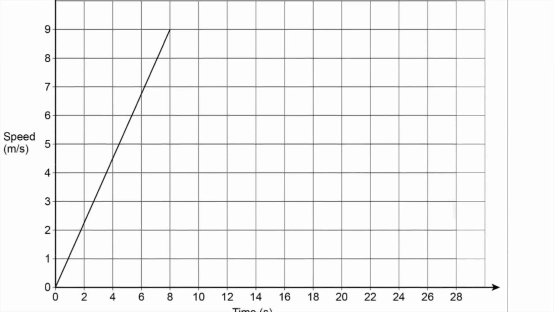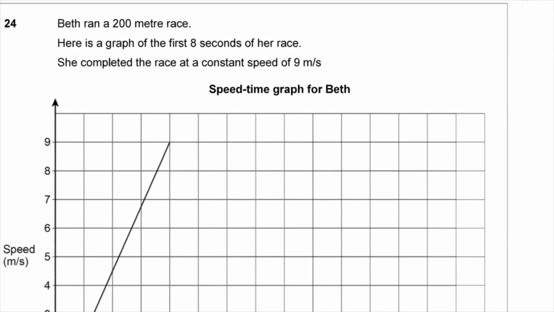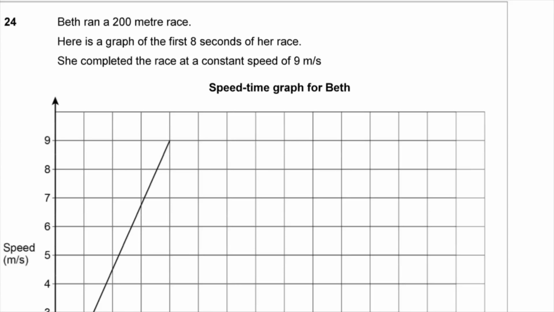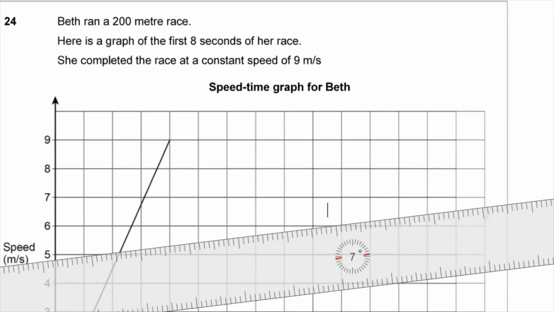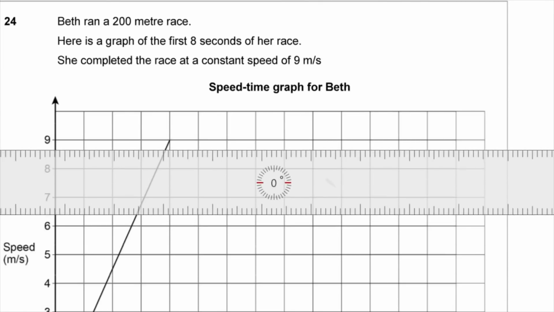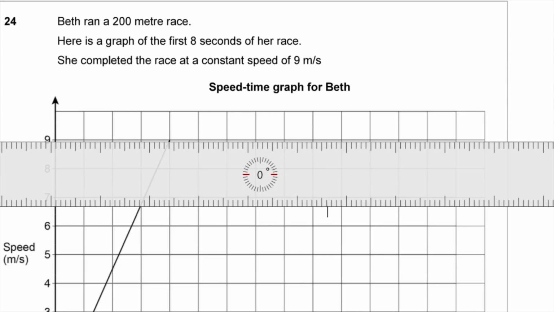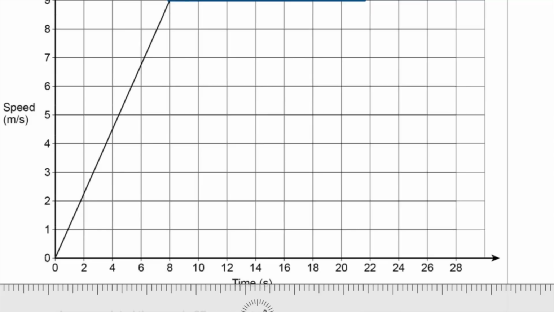Okay, so we were told that Beth continues the race at 9 meters per second. So I can get a ruler out and draw the rest of her speed time graph. So it's just going to flatline after there. So the rest of the graph is going to be a flat line until she finishes. I'm not quite sure when she finishes. Maybe we should work that out.